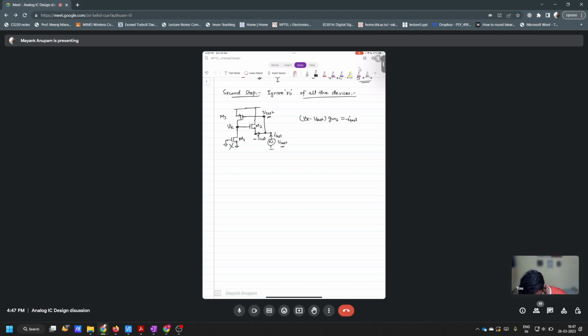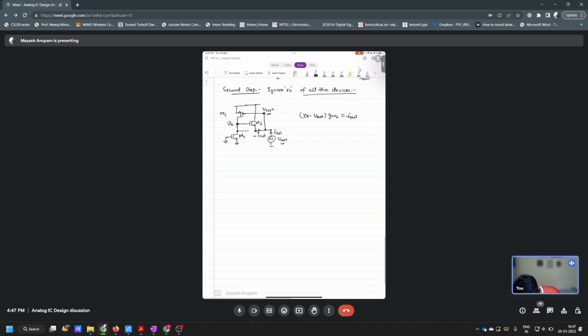Sir, one thing, can I say like M1 is off and the current from V test to the M3 is zero as it is connected to the gate? So no current can flow through M1 and M3, and M2 is the only current path. Okay, cannot ignore this. So assume there is some resistance here.